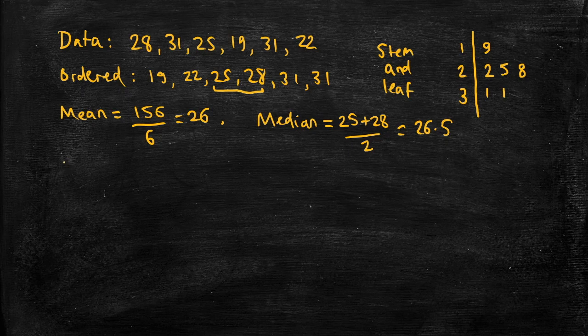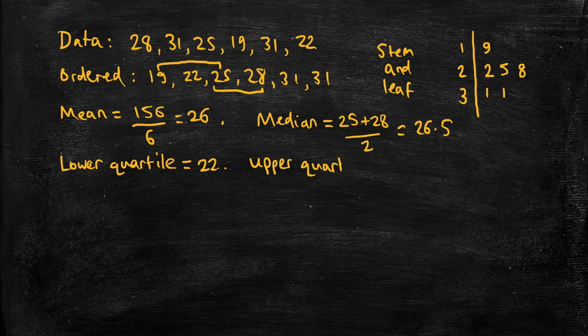Moving on to thinking of the lower quartile next. There are different ways of defining quartiles, but one simple way is to just think of the lower quartile as being the median of the lower half of the data. So the lower half of the data in this case is these 3 numbers, and the median of those 3 numbers is 22. And then the upper quartile would be the median of the upper half. So the upper half would be these 3 numbers, and the median of those 3 numbers is 31.